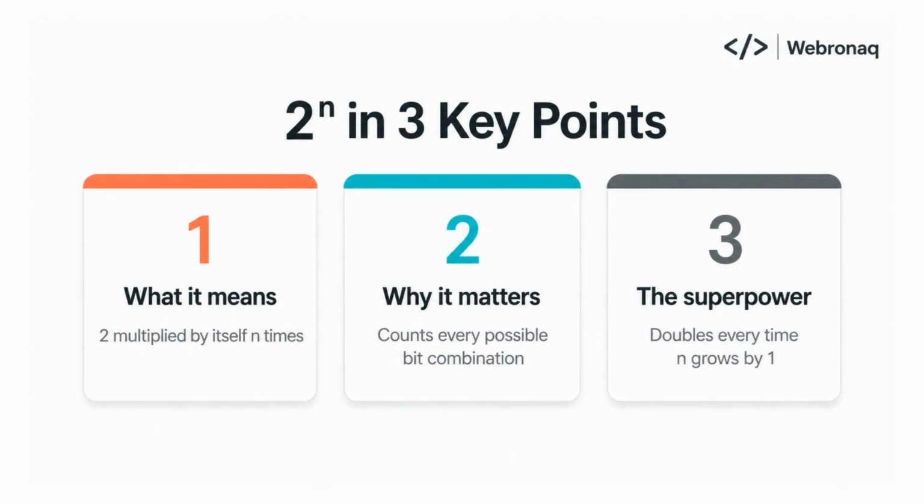All right, let's quickly wrap this up in 3 points. 1, 2 to the n simply means 2 multiplied by itself n times. Nothing fancy, just repeated multiplication. 2, it's the formula that tells you exactly how many unique combinations you can make with n bits, which is why it powers everything from colors to memory to network addresses. And 3, its real superpower is doubling. Every time n grows by just 1, the total doubles. And that's how computers handle billions and trillions of possibilities with surprisingly few bits.